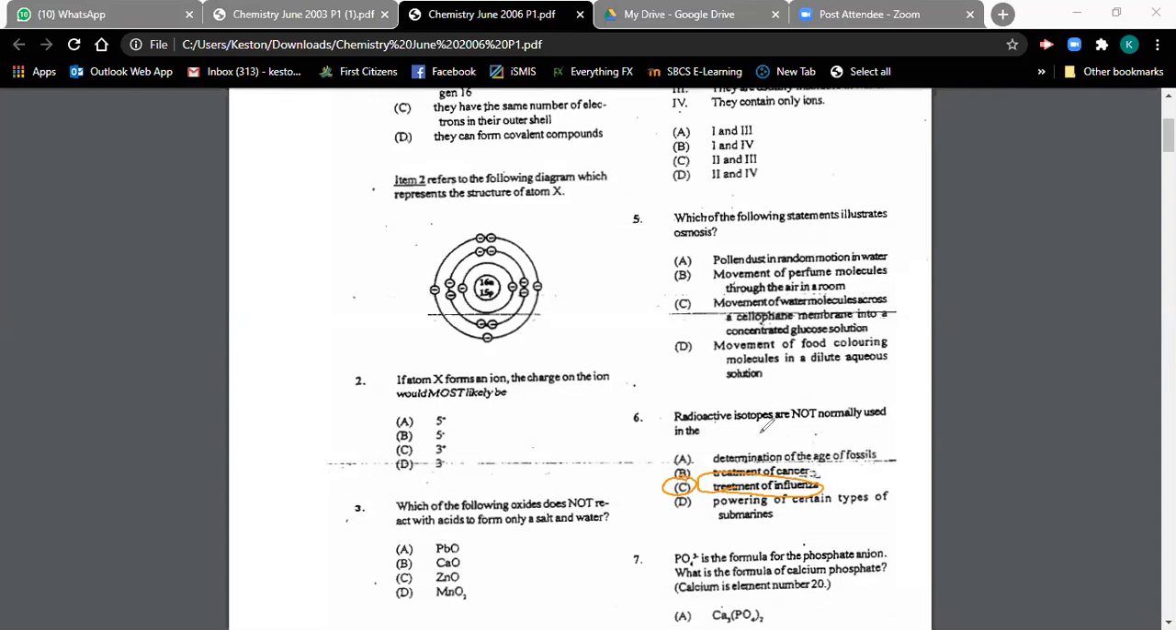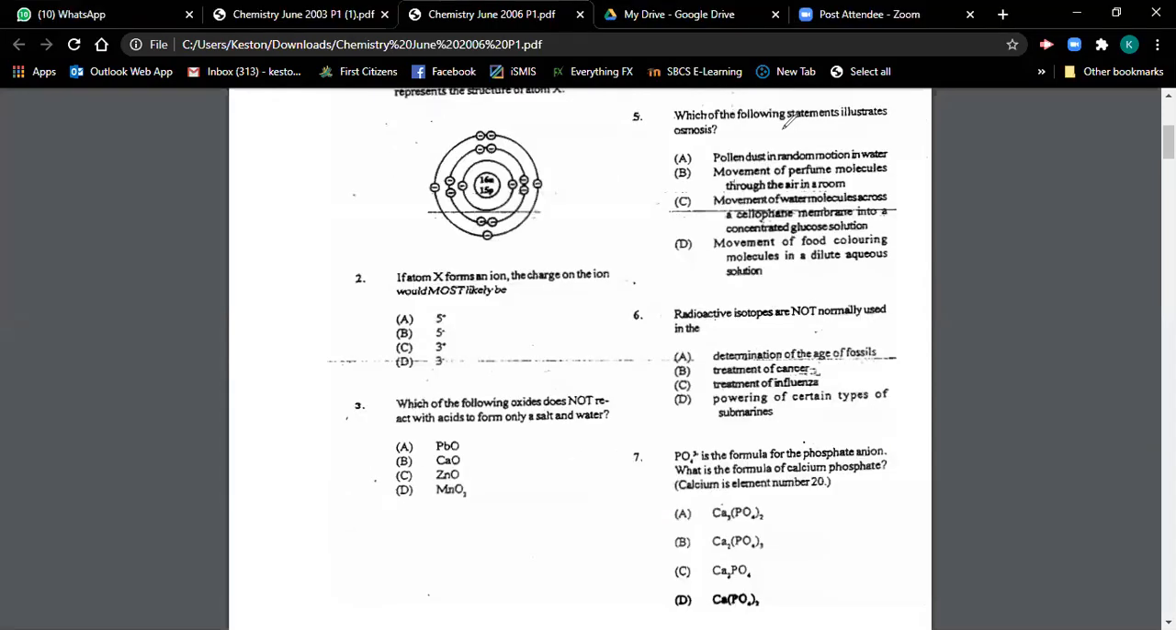They use that. There's an iodine type isotope that they use for people that develop thyroid problems. Then they usually use the barium salts when you're gonna do X-rays or you're treating cancer cells. Determination of the age of fossils is carbon dating, powering certain types of submarine. We're talking plutonium type stuff, nuclear power we're talking about there, right? 7. PO4 3 minus is the formula of the phosphate anion. What is the formula of calcium phosphate?